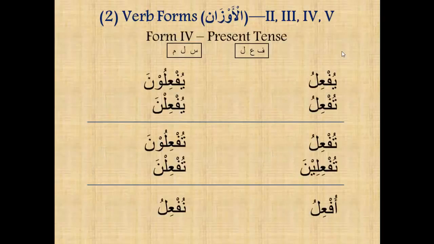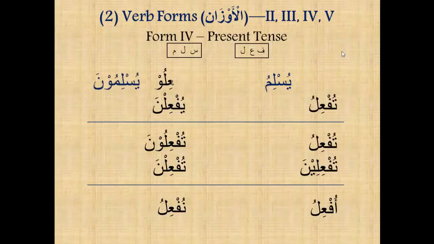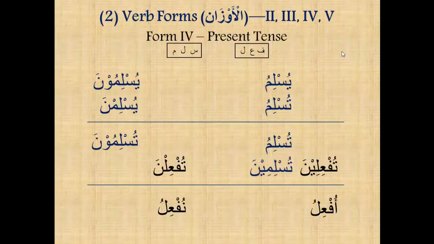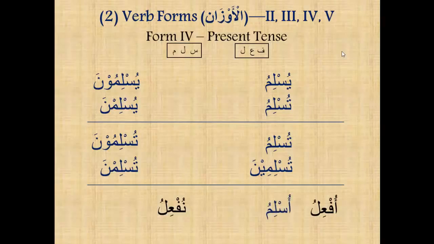In the present tense, يفعل يسلم، يفعلون يسلمون، تفعل تسلم، يفعلن يسلمن، تفعل تسلم، تفعلون تسلمون، تفعلين تسلمين، تفعلن تسلمن، أفعل أسلم، نفعل نسلم.